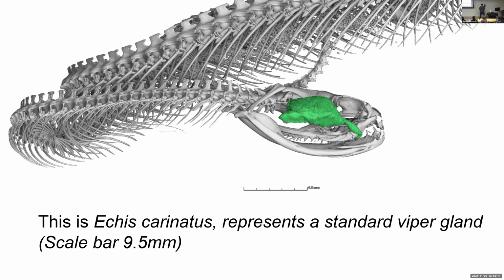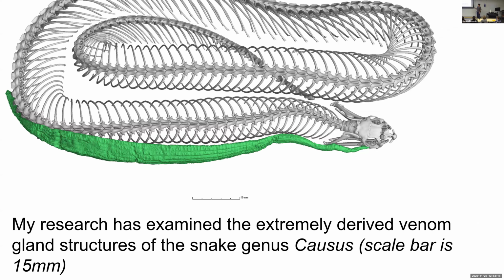But what my research is focusing on is a really derived morphology within Viperidae, and that is the genus Cossus. So this is still a venom gland, this green structure here. And as you can see, it's way different, right? It's massive. It elongates up to about a third of the body length. And there are so many other weird things about it too. You'll notice it's on top of the rib cage. Most viscera, you would expect to be in the body cavity, but actually this is deep to the skin, but lateral to the body cavity and to the rib cage.